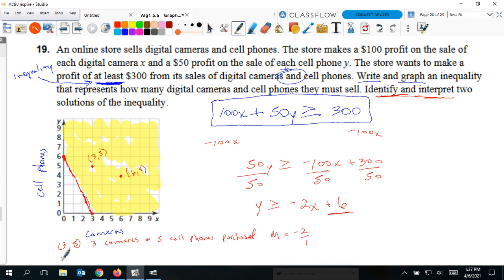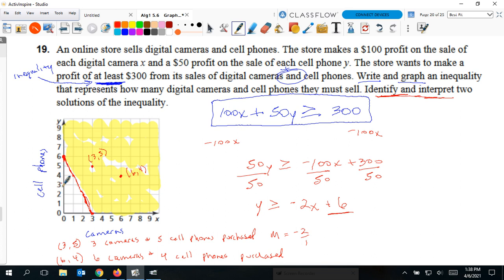Let's go ahead and do 6, 4, same thing. We can see that's going to be 6 cameras for x. Okay, so 6 is x, so 6 cameras. So if they sell 6 cameras and 4 cell phones, that also would give them a profit that they would want. That is at least 300. So anything in this section over here, any ordered pair in this section, any combination of cameras to cell phones is going to give them at least 300 profit.